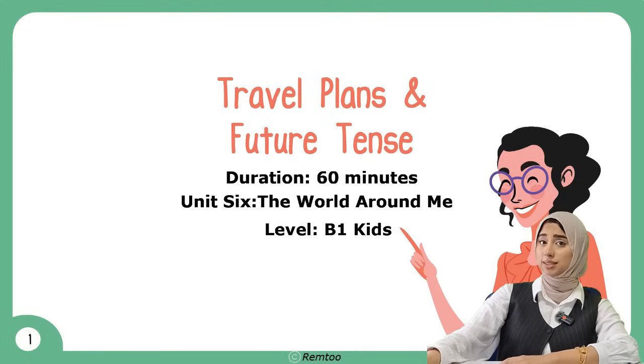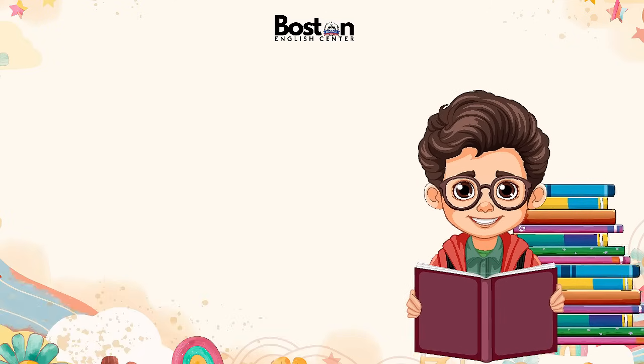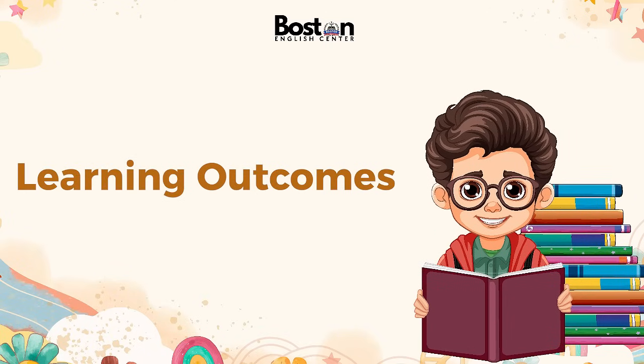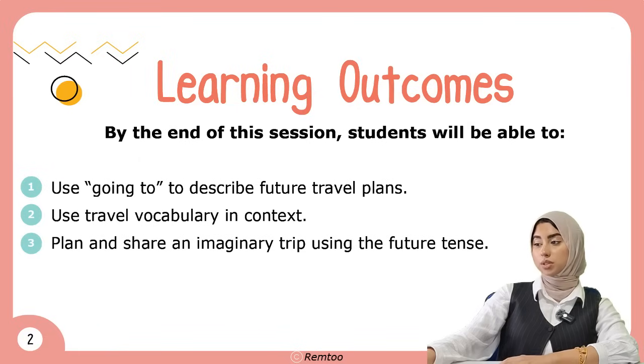Okay, sounds interesting, right? That's cool. All right, let's just jump into the learning outcomes. The learning outcomes are the things you're supposed to know by the end of the session, so let me read them for you. You will be able to, number one, use "going to" to describe future travel plans. Two, use travel vocabulary in context. Three, plan and share an imaginary trip using the future tense. That's awesome. Let's see you in the warm-up activity.